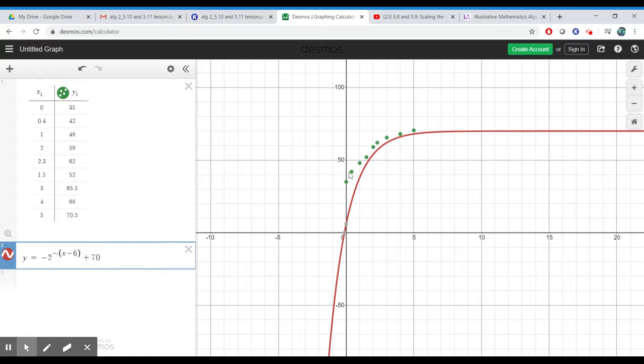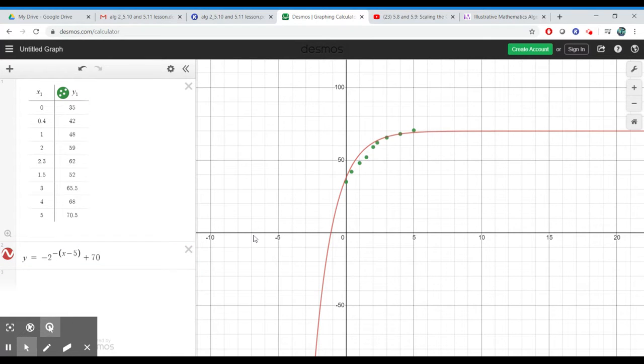Okay, so that looks like maybe I went a little bit too far here. I'm going to try again with a slightly smaller number. Let's try 5 and see what happens. Okay, we're getting closer. If there's anything else at all that I want to change about this graph, it's that it might be a little bit too stretched out. I want to compress it just a tiny bit.